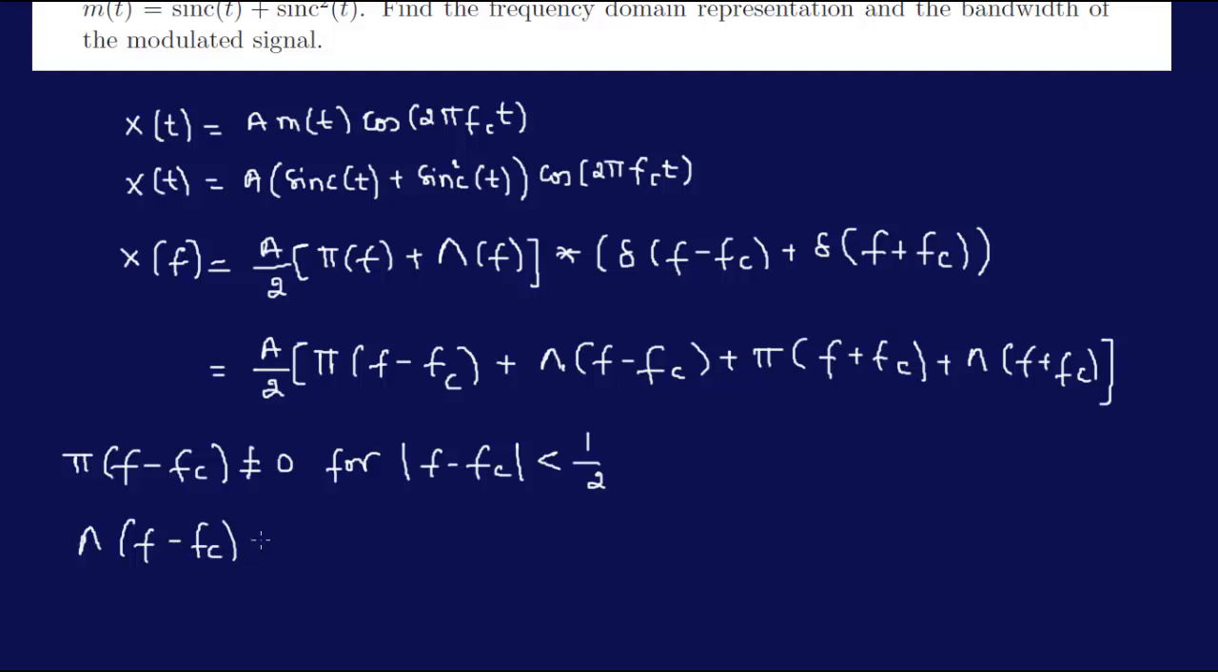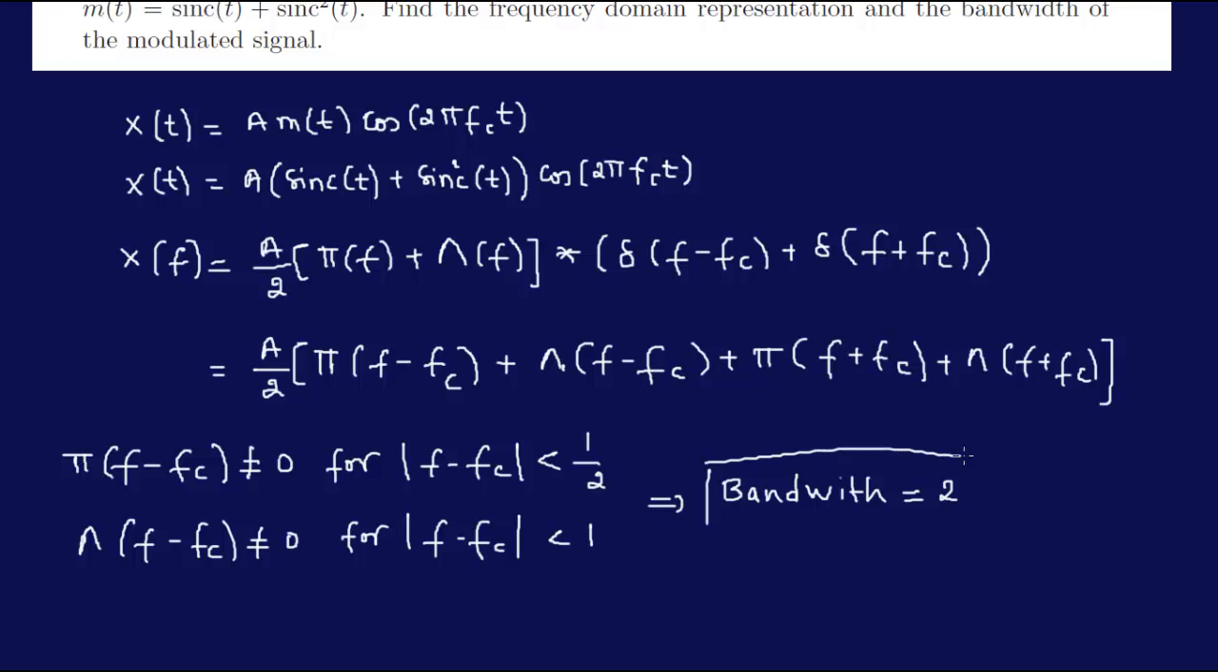that's our first condition. And for the lambda function, it's different than 0 for f minus fc less than 1 in this case. Okay, so therefore your bandwidth is equal to 2, right? So that's pretty much it in this case. Okay, so we have our answers, X of f and our bandwidth.